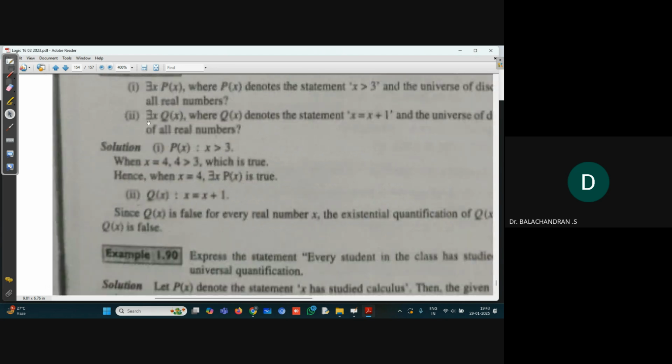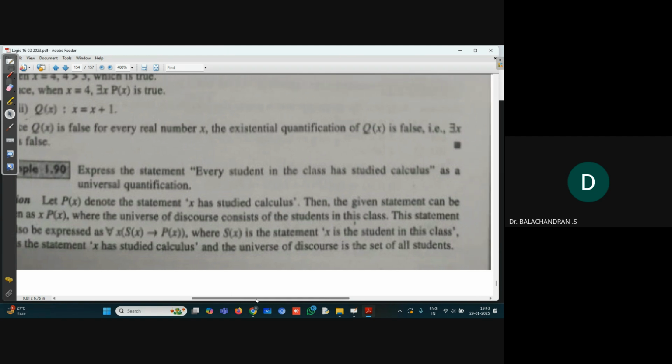Okay, the next problem, express the statement. So these are two more questions. And also you can refer to the previous year university question papers for 2 marks. Express the statement: every student in the class has studied calculus, as a universal quantification.